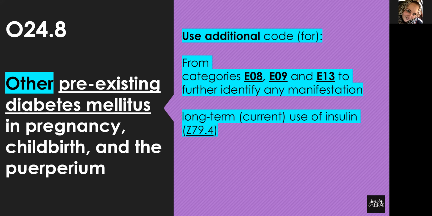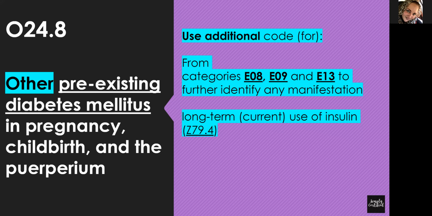O24.8. I really love our other specified codes. So all of the other diabetes codes that you would want to code would fall under this bucket, and you would code them together. Pretty much the only important instruction here, besides don't miss coding the treatment, the use of insulin and drugs, is use additional code.